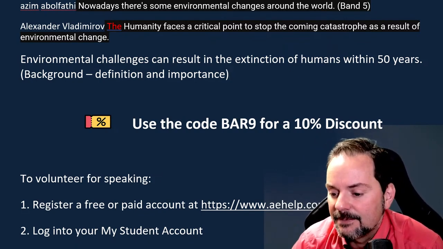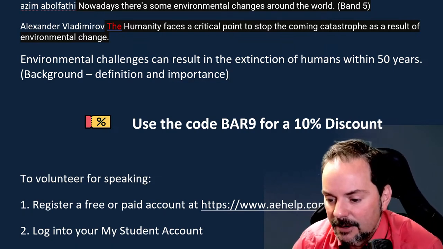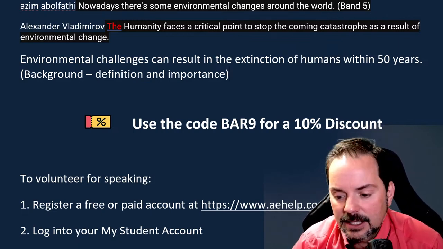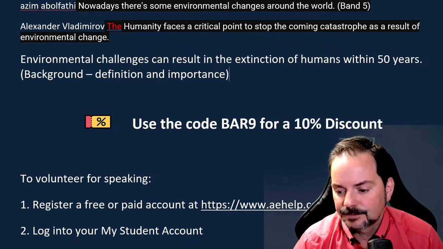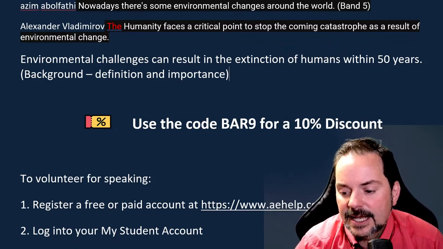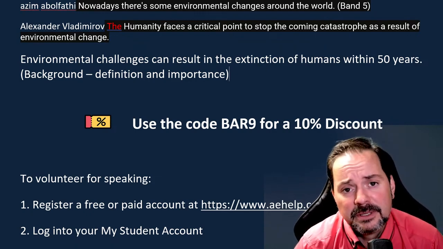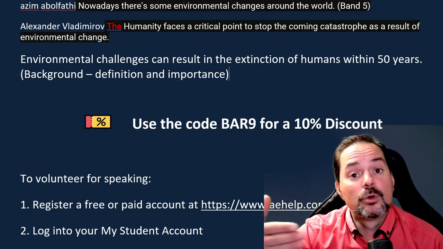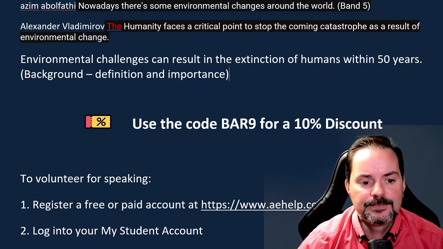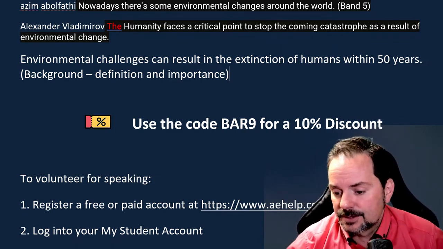Domenico says, the grand tapestry of challenges, a few loom as ominously as environmental changes. Not bad, Domenico. A little bit awkward grammatically, but you're on the right track. Okay. Asa says, can you say threatens human survival? No, I'm gonna say extinct. I'm gonna be a bit harsher here just to have more impact. It's not a bad question, Asa. It's just I want more impact, right? So environmental challenges can result in the extinction of humans within 50 years. All right.